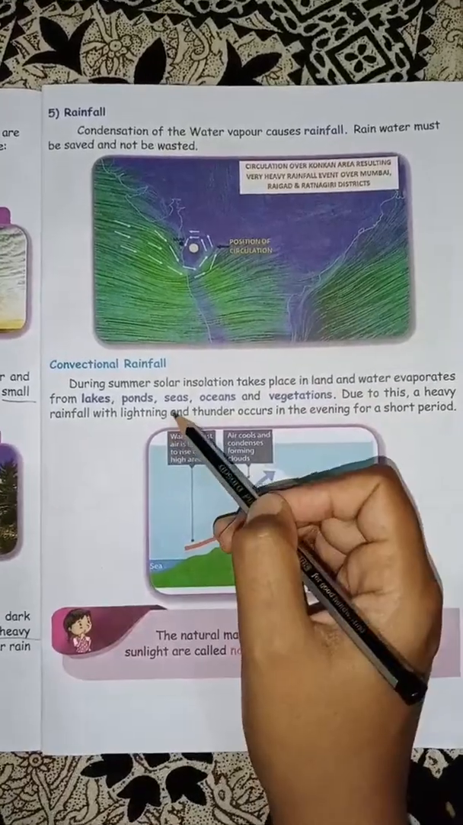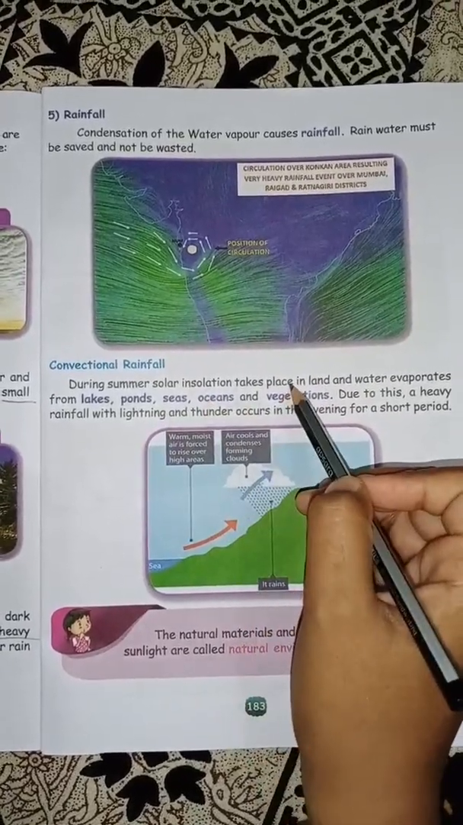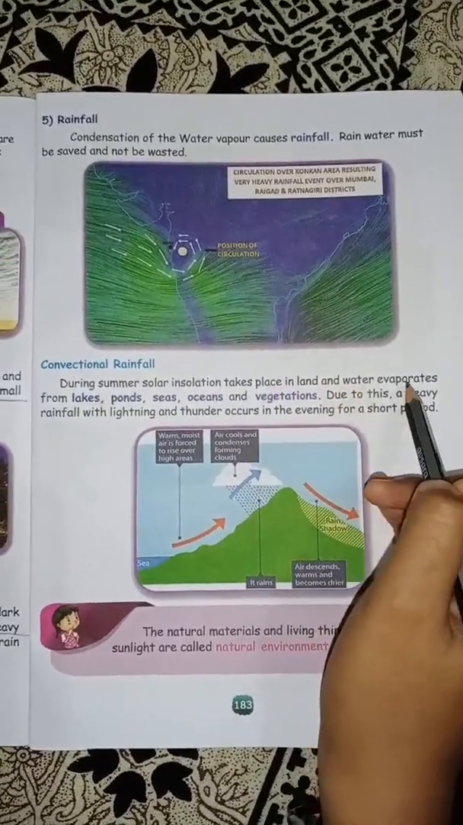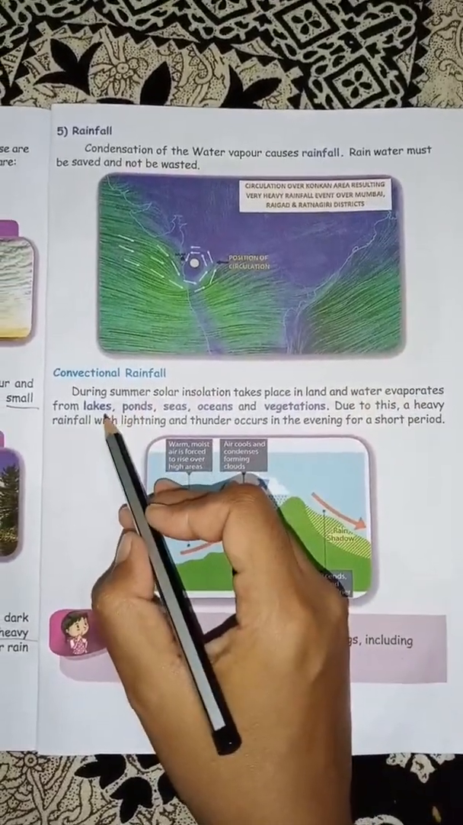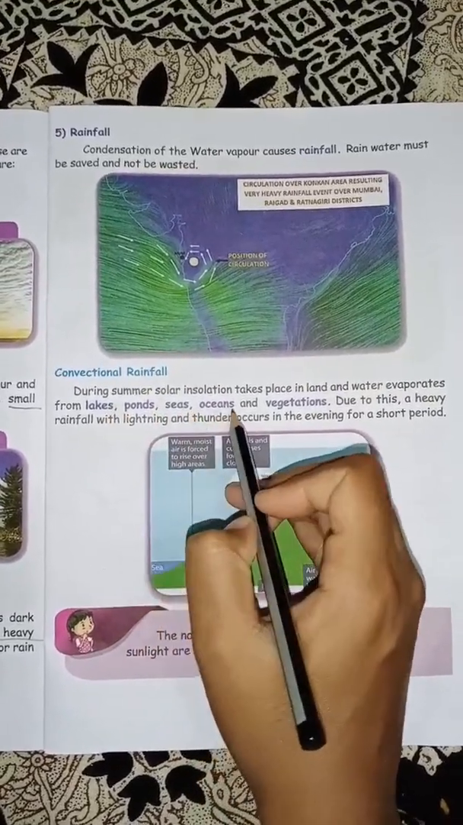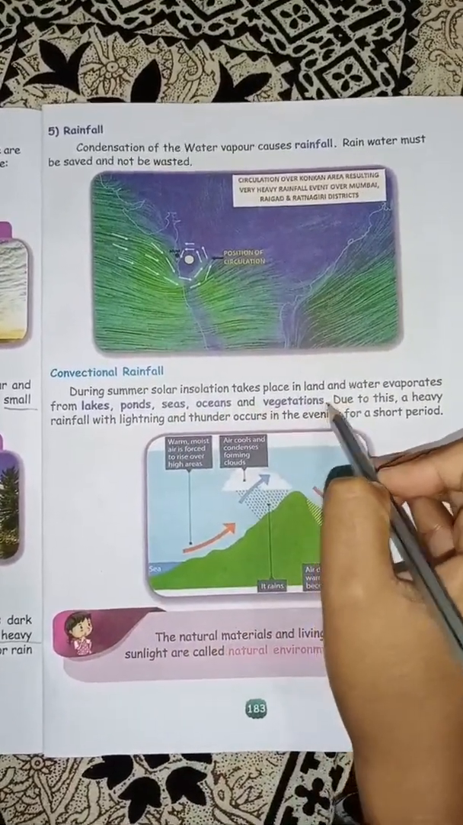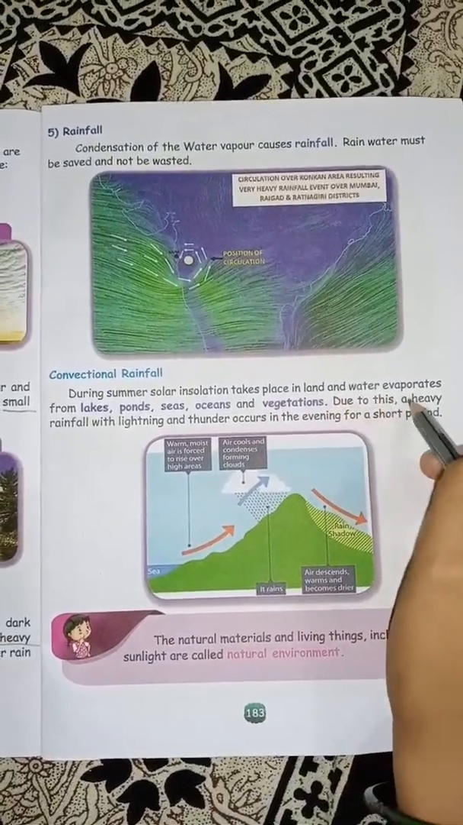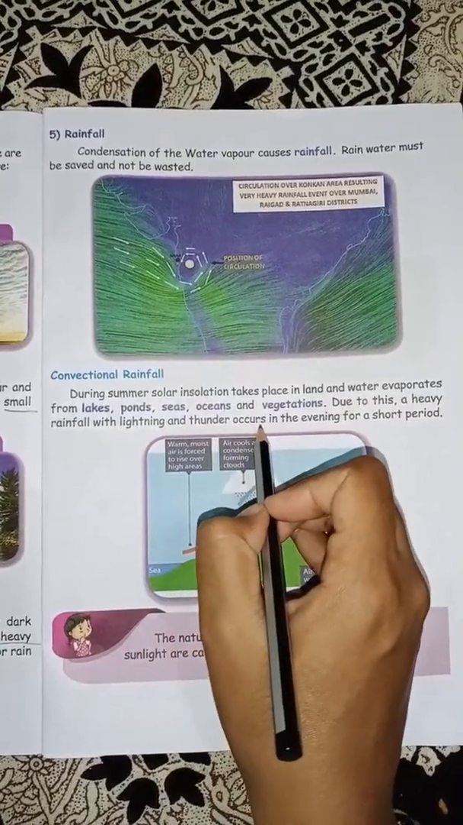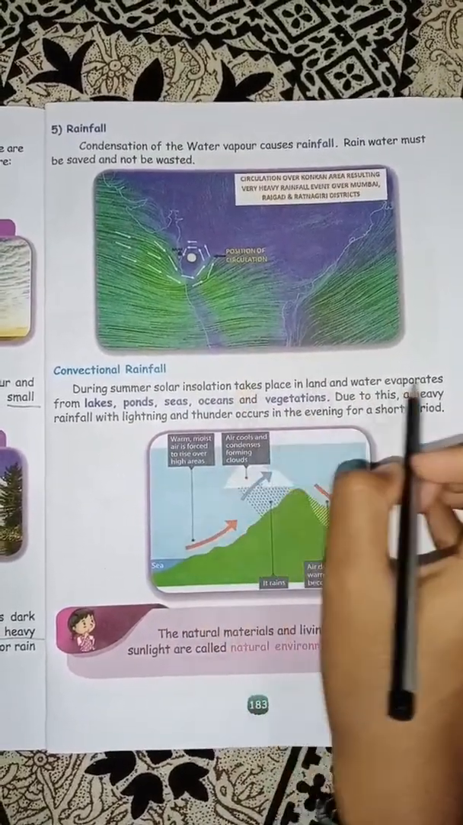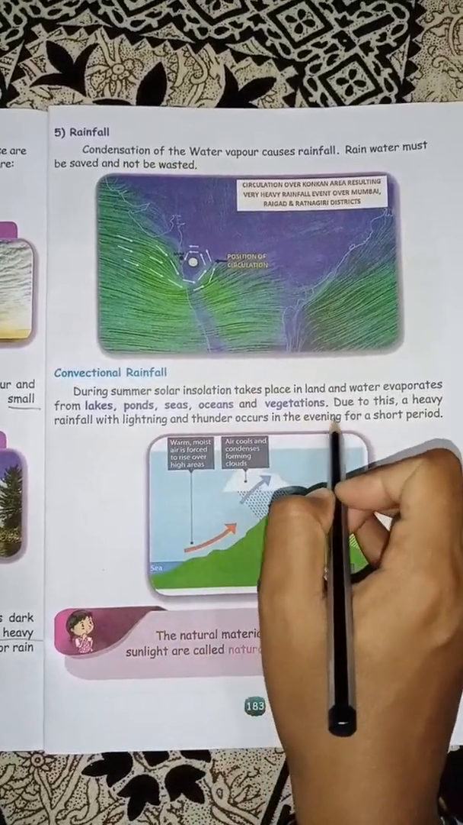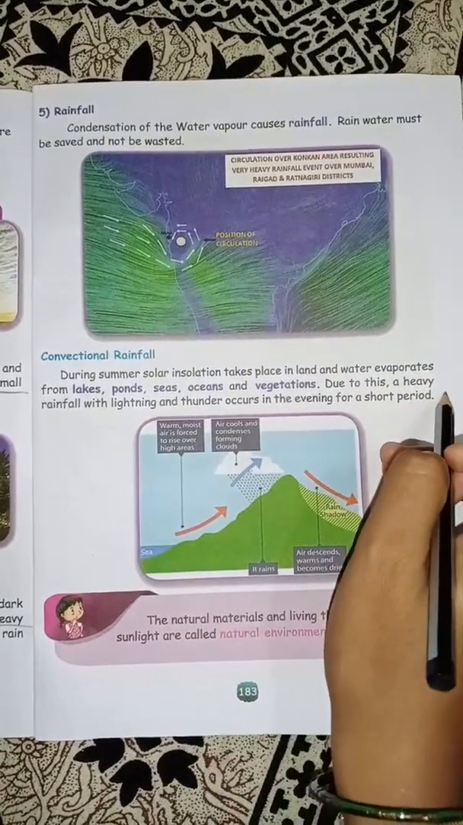Okay, so the energy of the sun heats the surface of the land, the surface of the earth, and the water evaporates from the water bodies like lakes, ponds, seas, oceans and vegetations. Due to this process, a heavy rainfall with lightning and thunder occurs in the evening for a very short period.